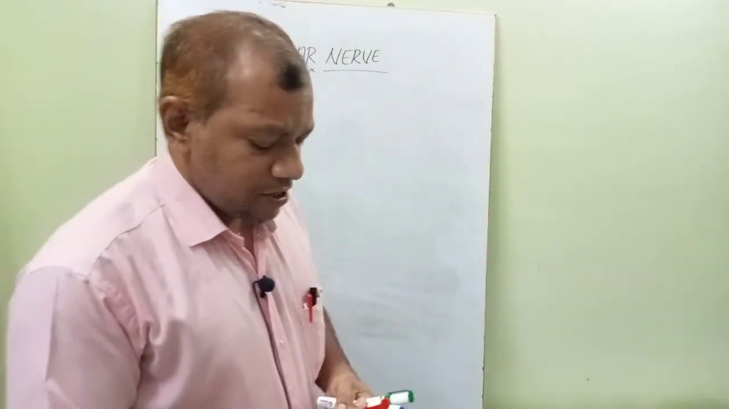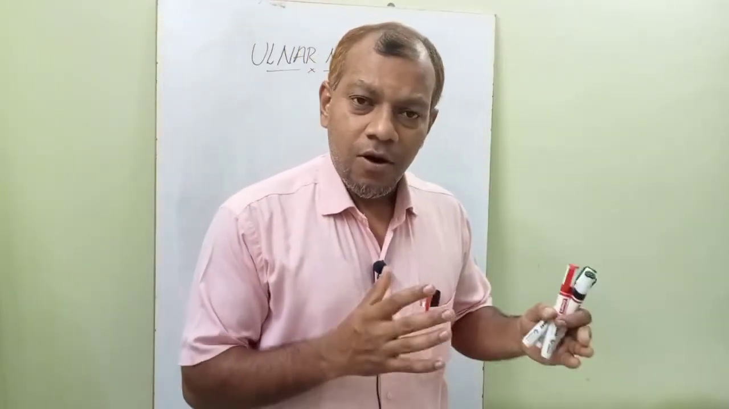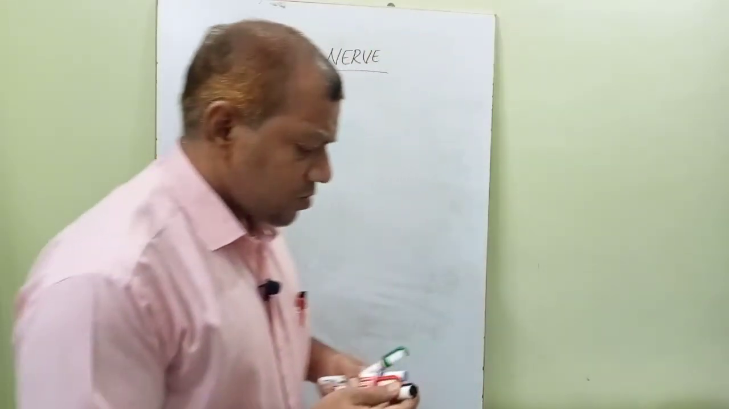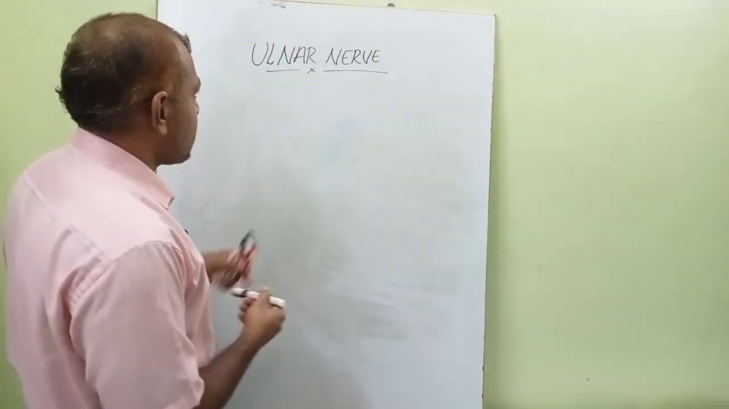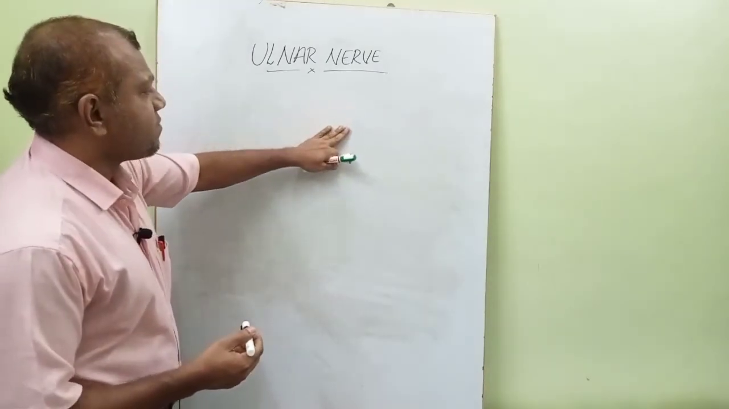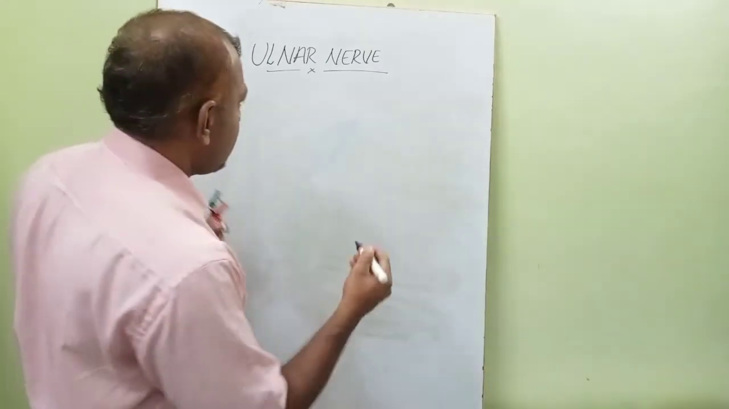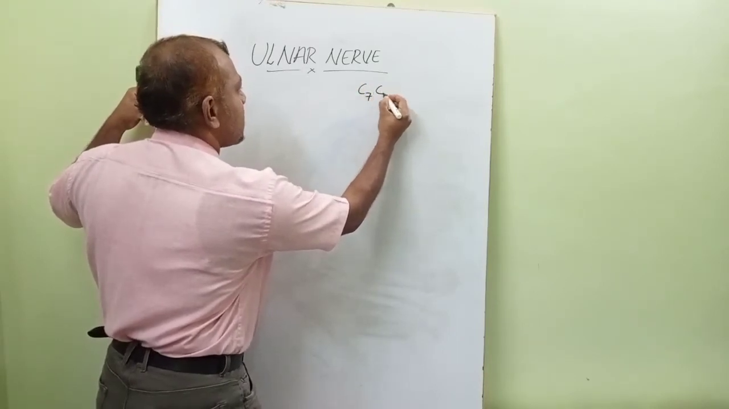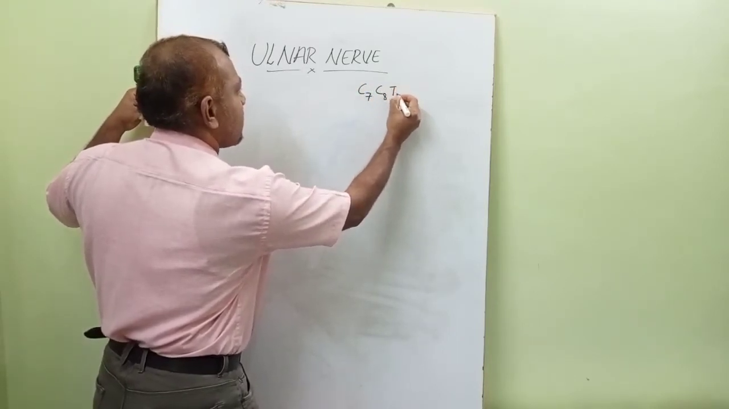And today we are going to discuss the ulnar nerve, its origin, course and branches. So we need to discuss the ulnar nerve. What about the origin of this ulnar nerve? So the ulnar nerve origin is C7, C8 and T1.